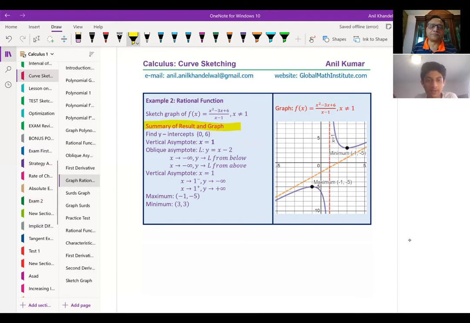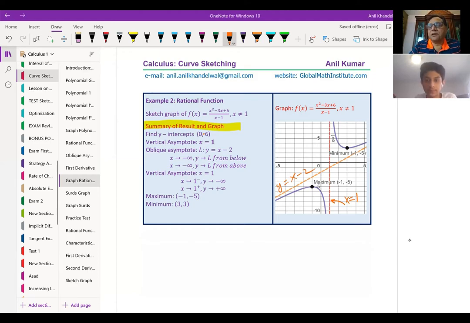Yes, sir. So our y-intercept is at 0.06, and our vertical asymptote is at x equals 1. Our oblique asymptote's equation would be y equals x minus 2, and as x approaches minus infinity, y approaches the oblique asymptote from below, and as x approaches positive infinity, y approaches it from above. Vertical asymptote x equals 1: when x approaches 1 from the left, y approaches negative infinity, and as x approaches 1 from the right, y approaches positive infinity. And our maximum is at -1, -5, and the minimum is at 3, 3.